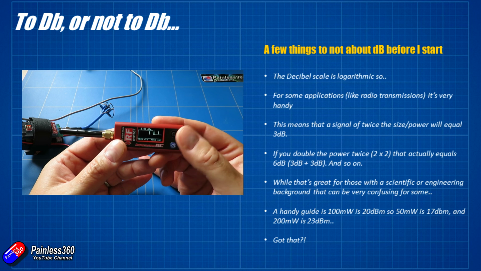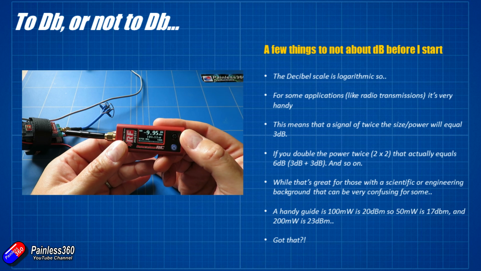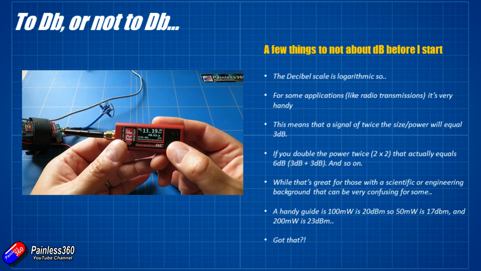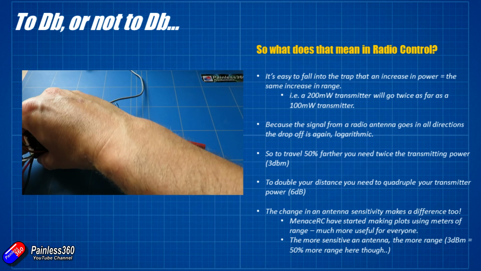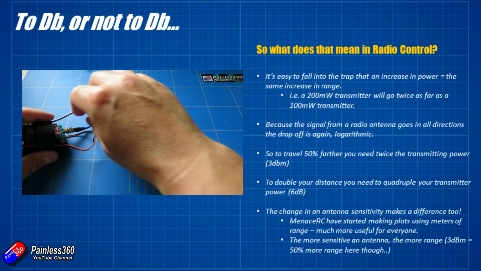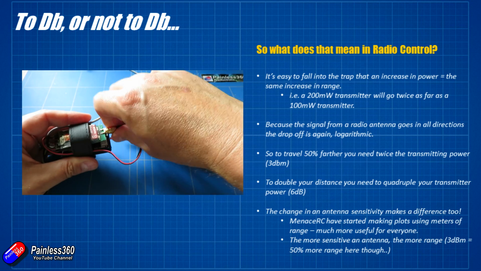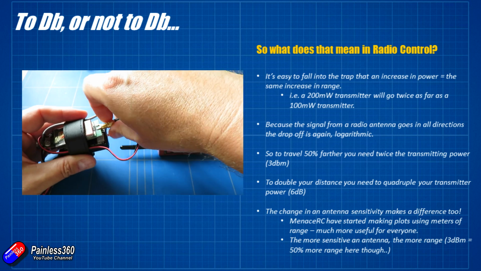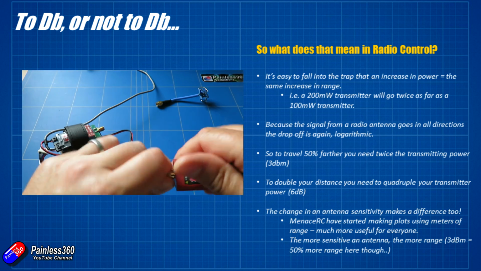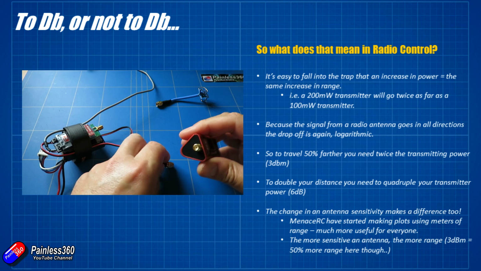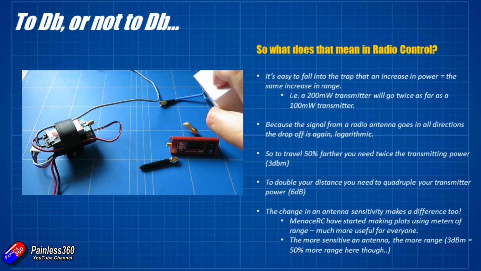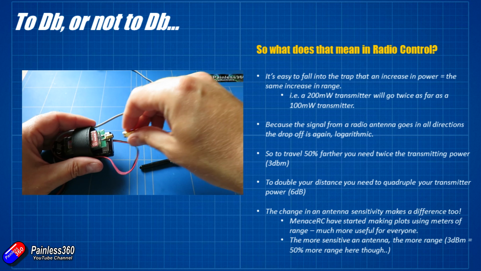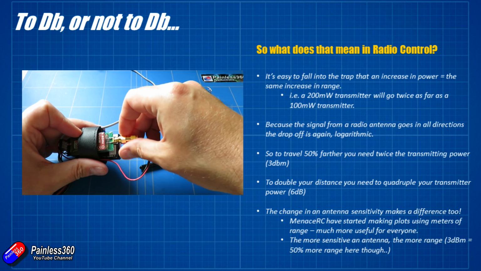So why is this useful for the hobby? The danger, when you don't understand how antenna and radio fundamentals work, is to assume that by doubling the power, you're actually doubling the range. So for example, you might have a 100 milliwatt transmitter on your plane and you want to fly twice the distance. If you didn't know any better, you might think that a 200 milliwatt transmitter would be great. It's twice the power, so you're going to get twice the range.